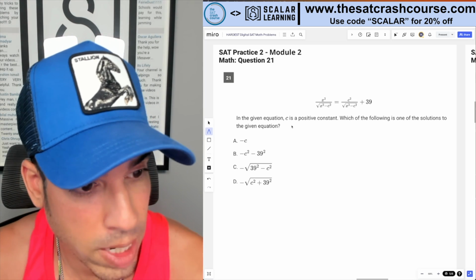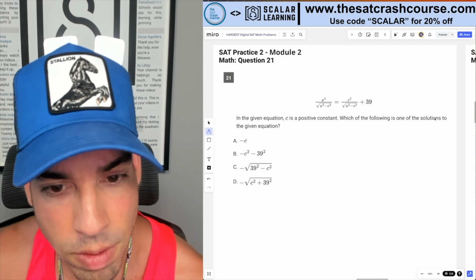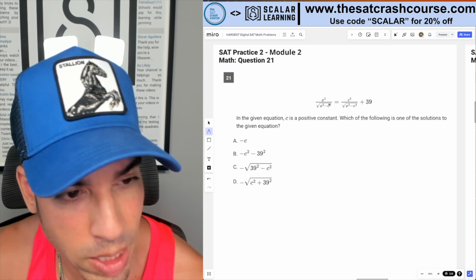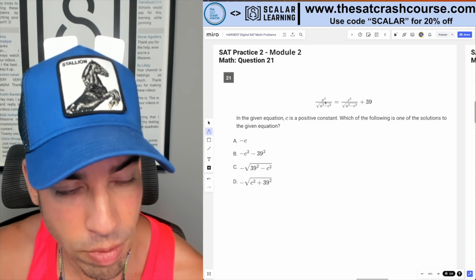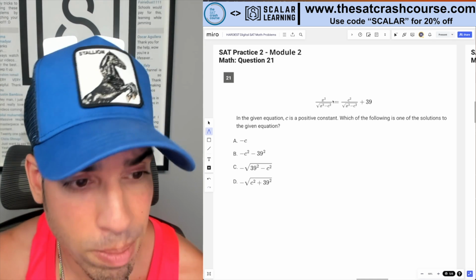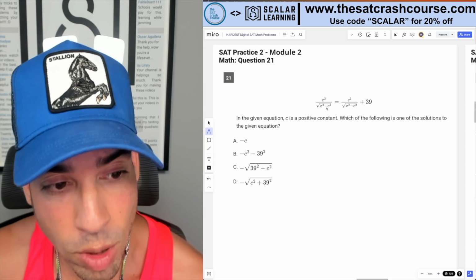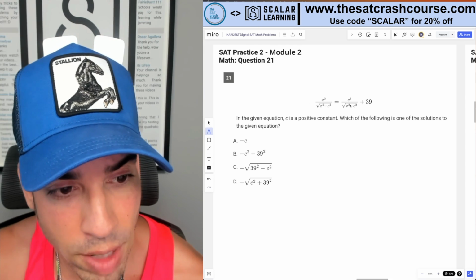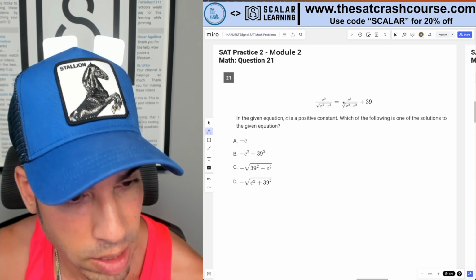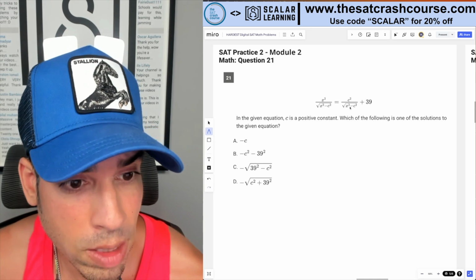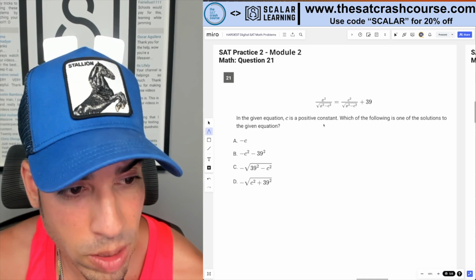So this one is quite crazy, right? It looks really intimidating. It says c is a positive constant. Which one of the following is a solution to the given equation? Meaning, which one gives us our value for x? So when you first look at this, you might not be sure what to do. But what I always say in a case like this is simplify to whatever extent you can. And I see we've got these common denominators on the left and right hand side. What I think would make a lot of sense is we can bring these together.